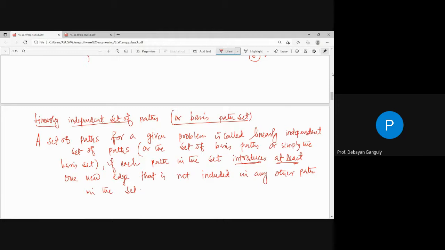So there is also an alternate definition of a linearly independent set of paths.